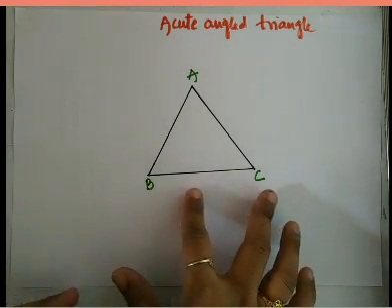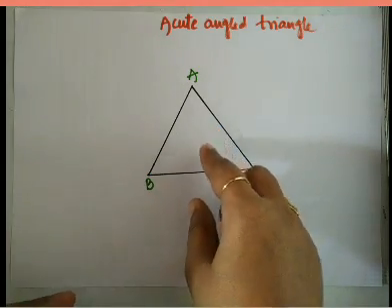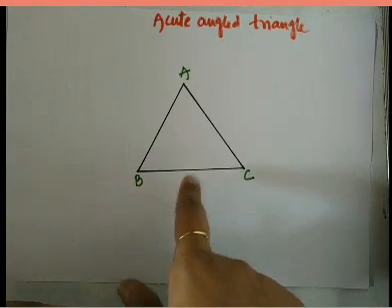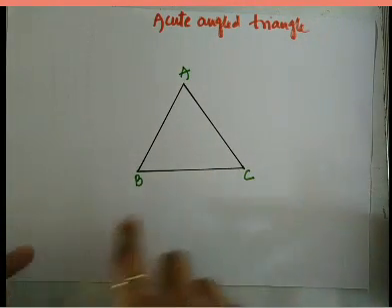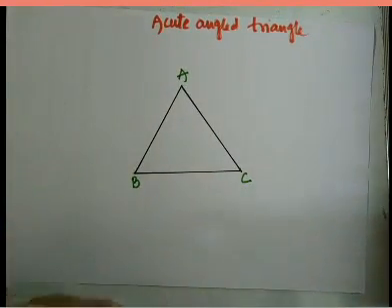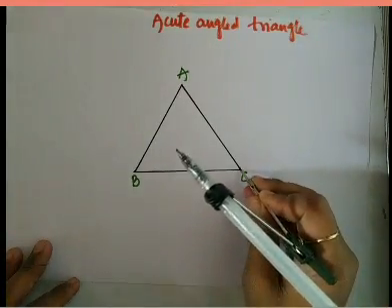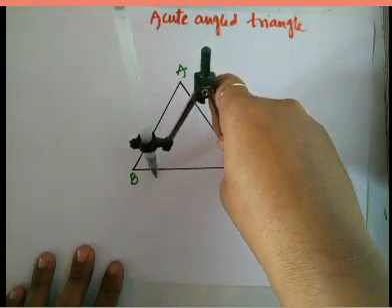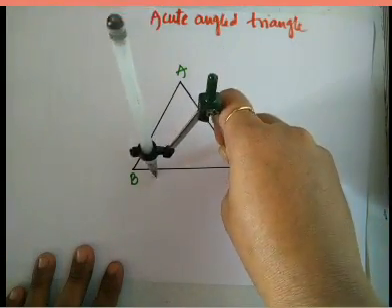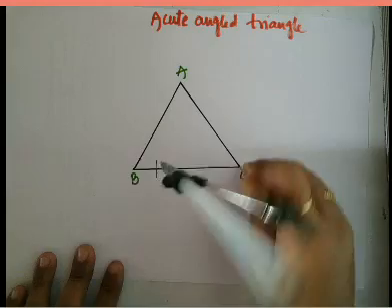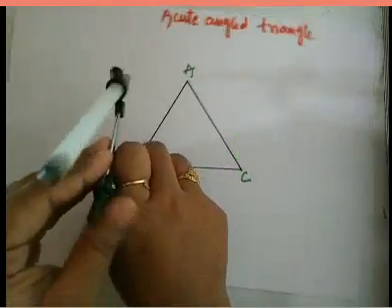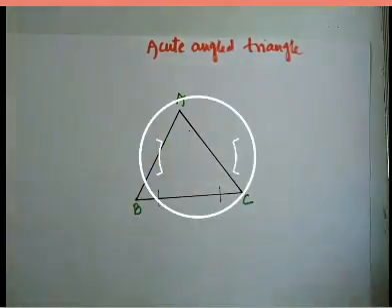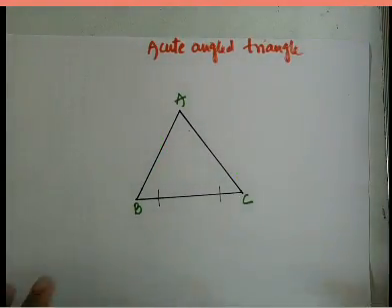To draw the median, first we need to find out the midpoint, and to find the midpoint we need to draw the perpendicular bisector. So first I'll take the segment BC. I'll keep the pointer on C, take more than half distance and draw an arc here. Now without disturbing this distance, keep the pointer on B and draw another arc here. So you have got two arcs.